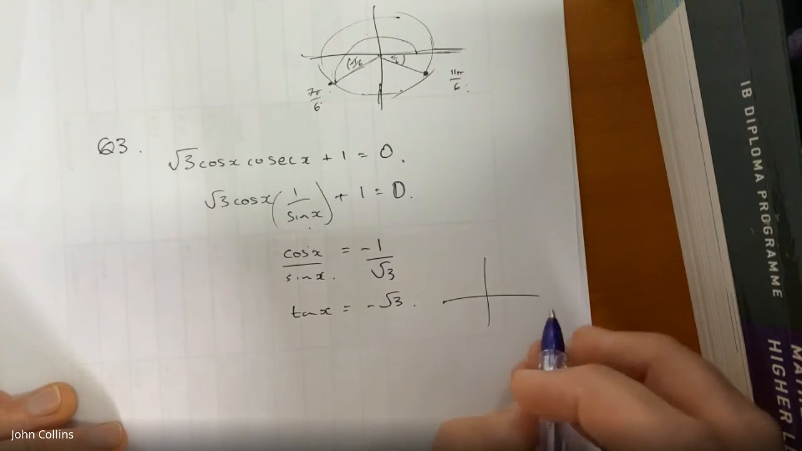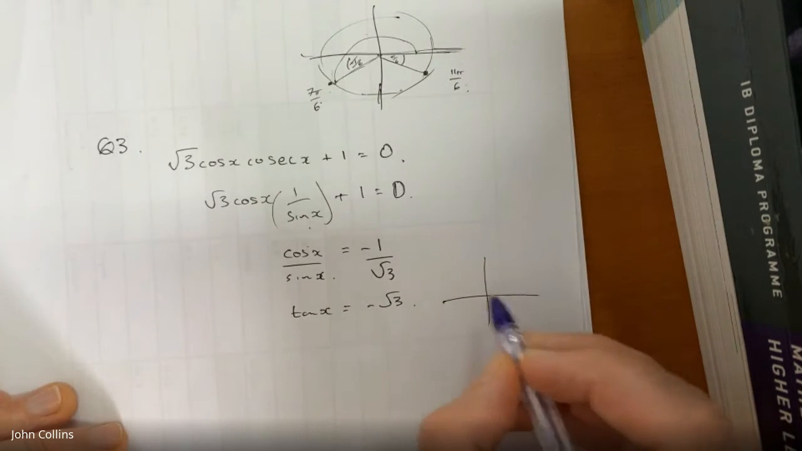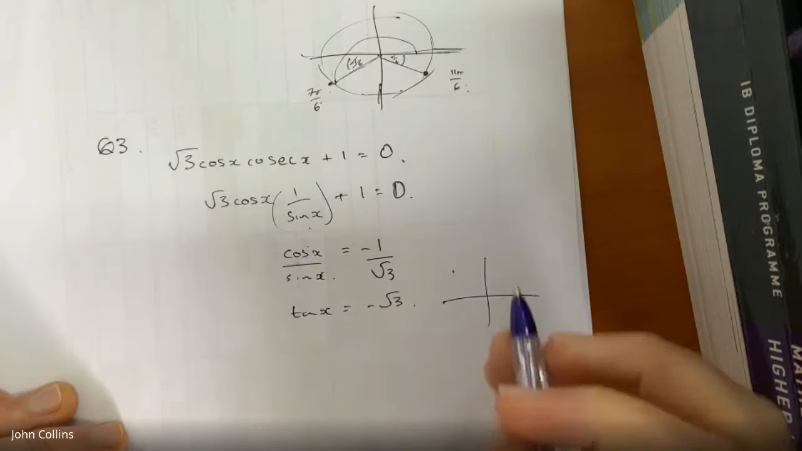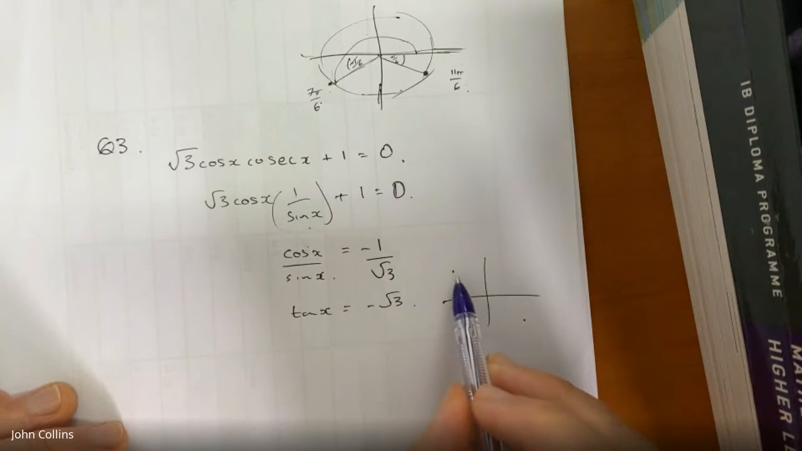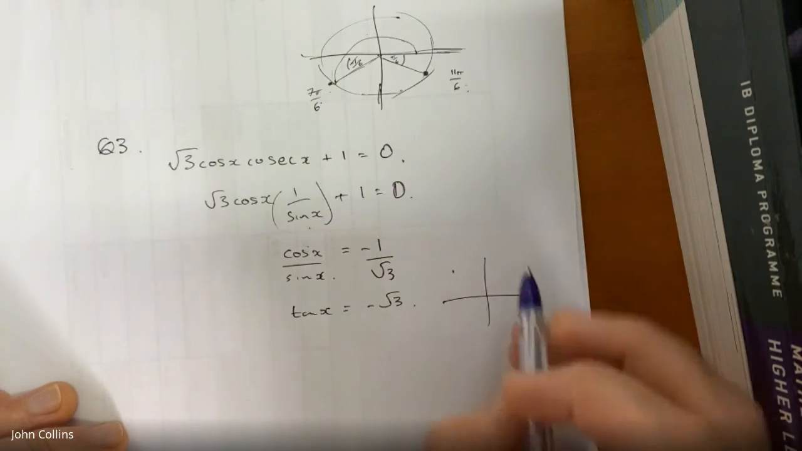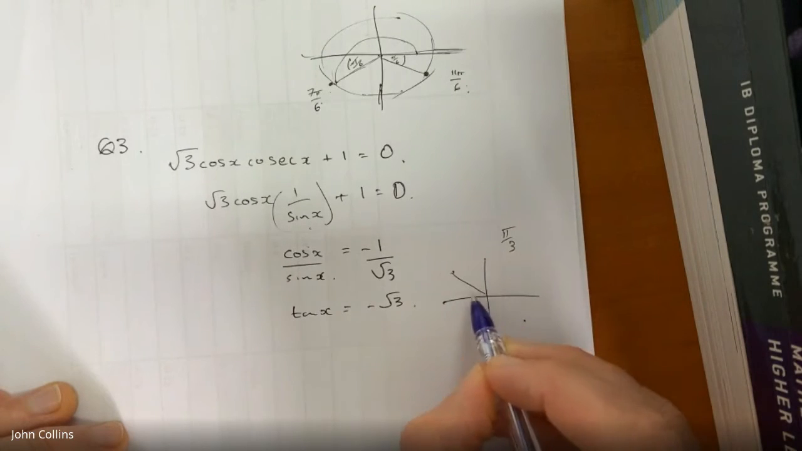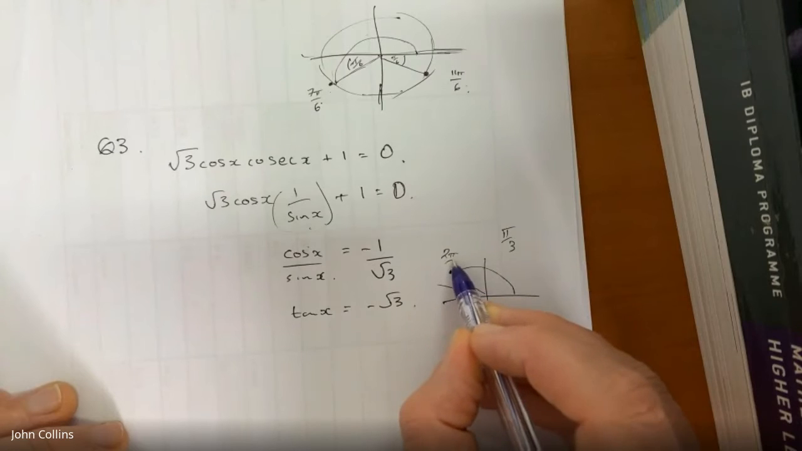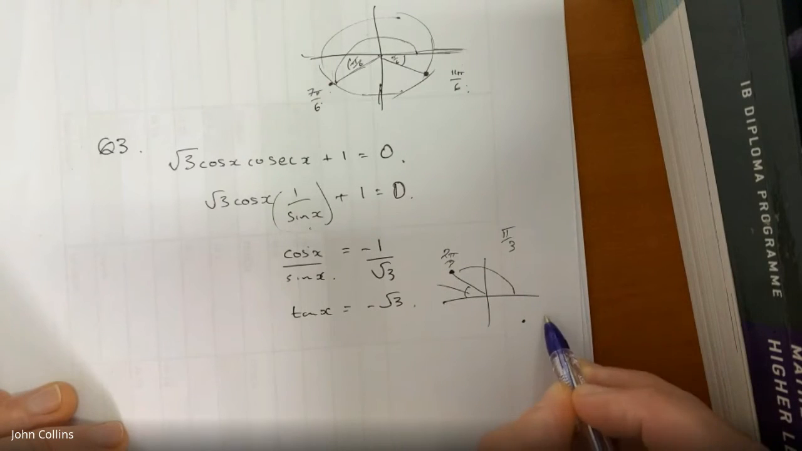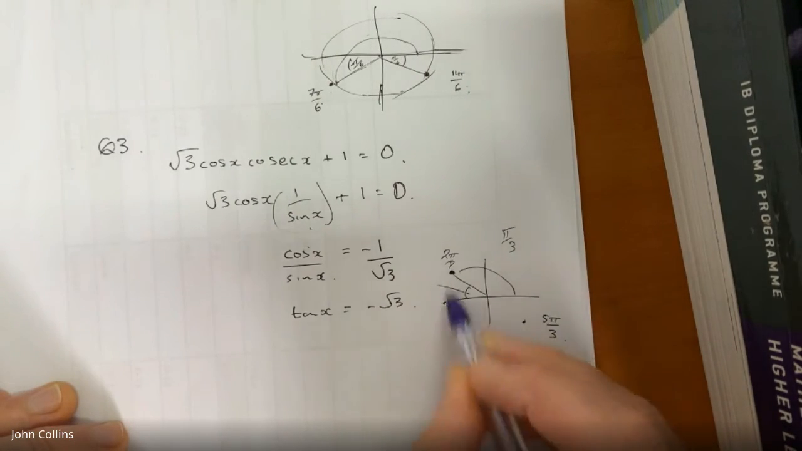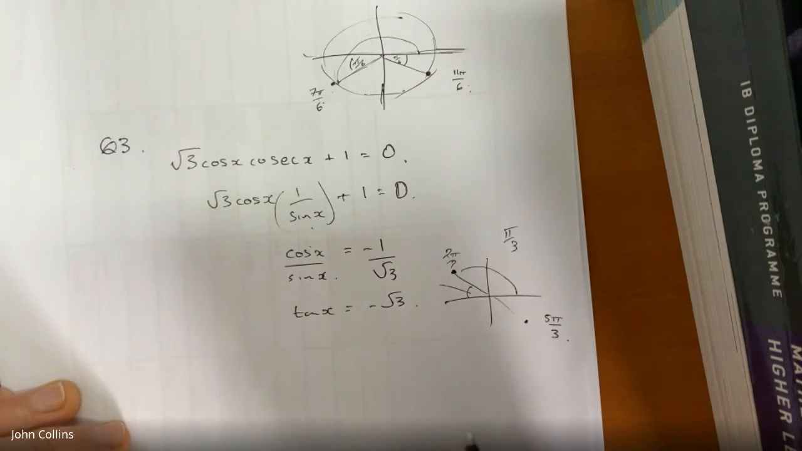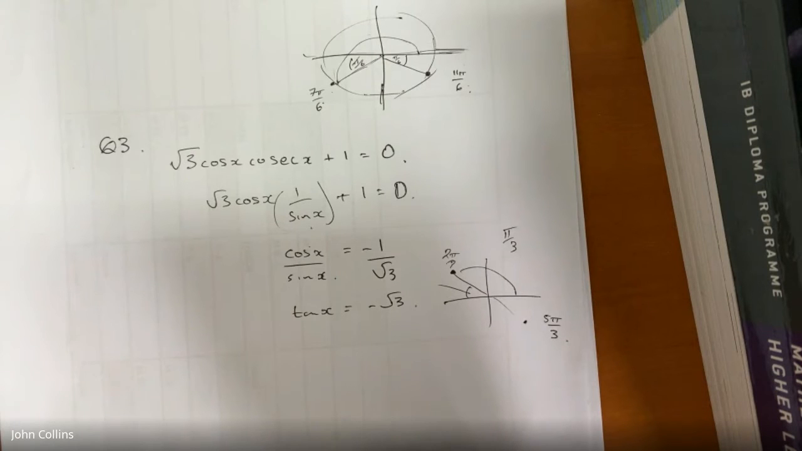So negative root 3 will be in either this quadrant or this quadrant, isn't it? Because one of sine and cos is negative. So the reference angle is pi over 3, which means in this quadrant, that's going to be 2 pi over 3. And in the last quadrant then, which Rigel got correct, is 5 pi over 3, if we did 2 pi take away pi over 3. All right, not going too bad so far.